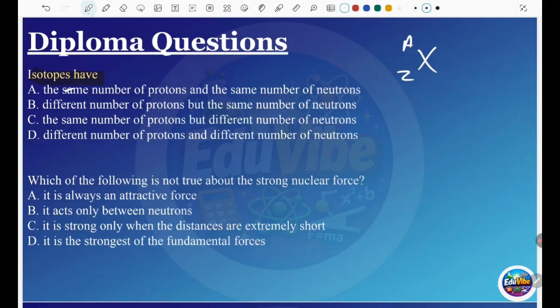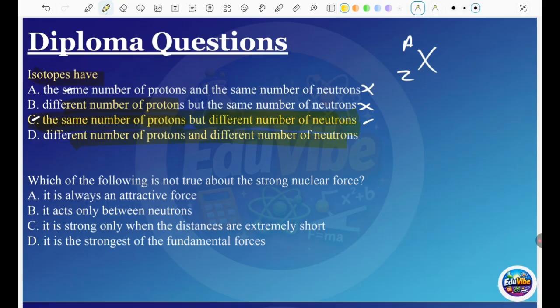The next one, B, is wrong because it says a different number of protons. You can't do it like this, and this is not true. The C part is right, where they said the same number of protons and a different number of neutrons, which is the right thing. The last one is again wrong, where both are different. So C is right. We have to know this: they have the same number of protons and a different number of neutrons.